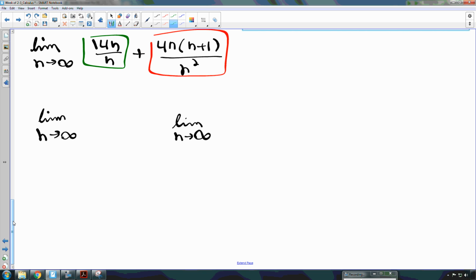So we need to take the limit of 14n over n as n goes to infinity. The exponents are the same because we have the same power. We know the answer to that is 14. Boom, done. Now we need to look at this one.